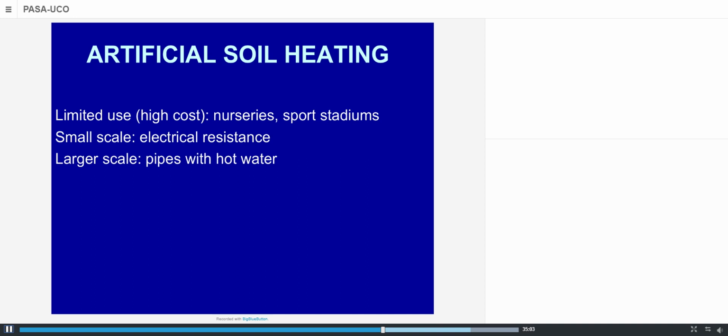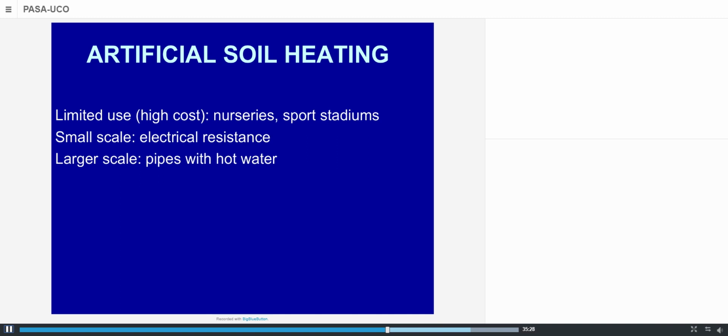In very special cases, like in the case of nurseries to produce plants that are later transplanted, or in sport stadiums, imagine Santiago Bernabeu, we can use artificial soil heating. That is so limited because of the high cost.